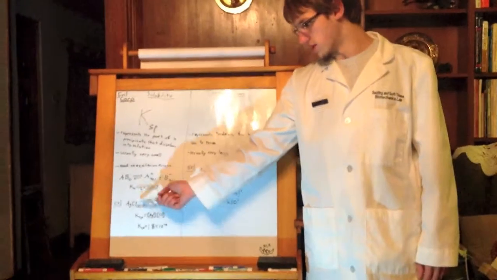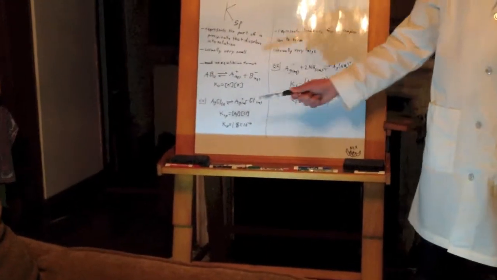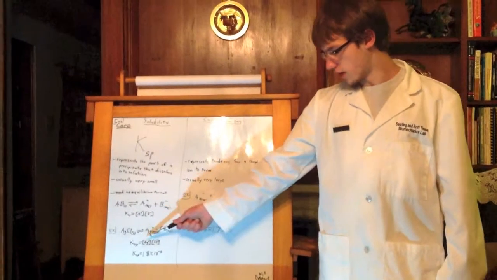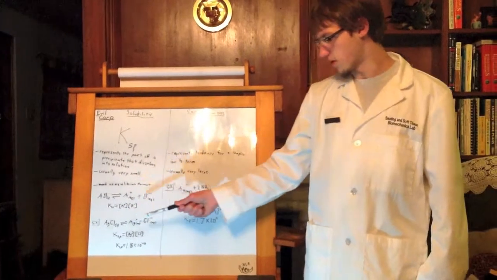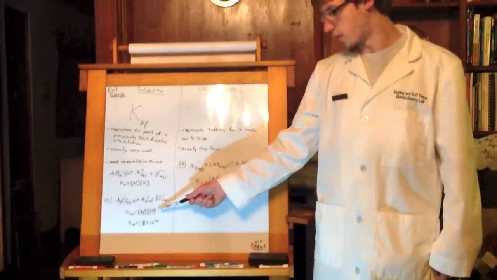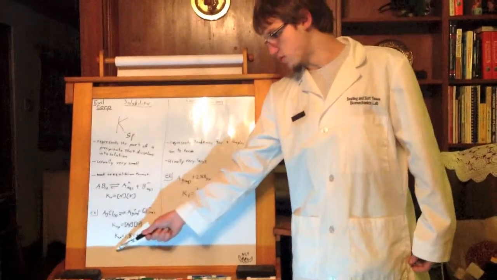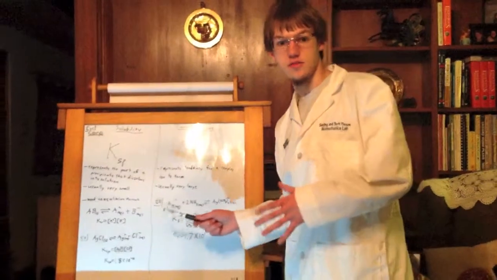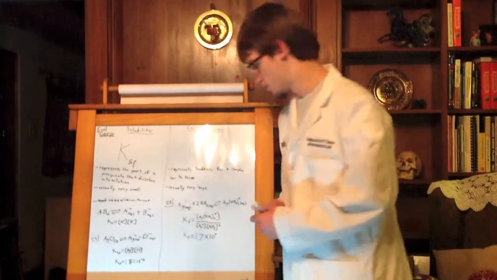My example here is silver chloride, which is in equilibrium with silver and chloride ions. The Ksp equals the product of the concentration of silver ions and the concentration of chloride ions. Because they both have a coefficient of 1, they're both to the first power. The Ksp for this is 1.8 times 10 to the negative 10th. As you can see, it's very small, since silver chloride is insoluble.